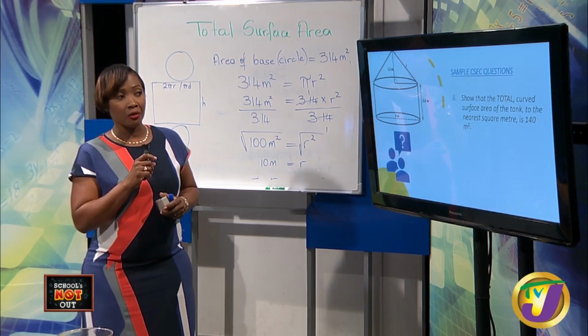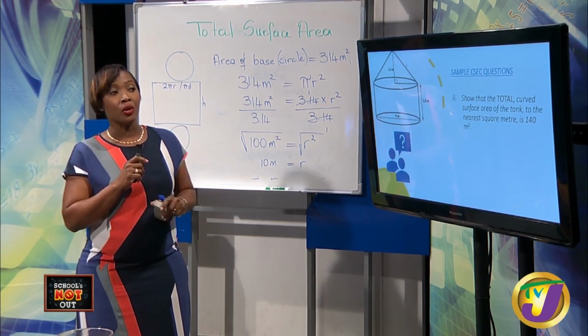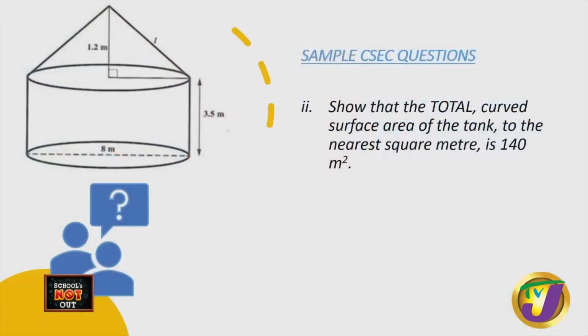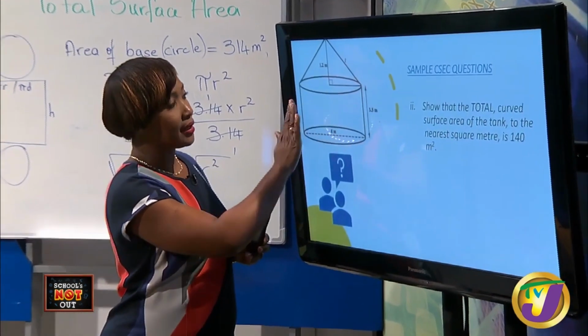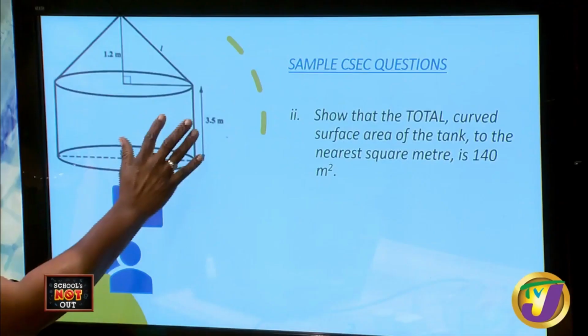And then this part now would take us to show the total curved surface area of the tank to the nearest meter is 140 square meters. Now let's discuss this a little. What is the total curved surface that we're looking at? So for this particular shape or solid that we're looking at, you'd have this curved surface here.